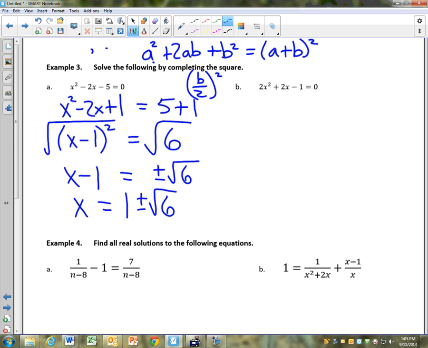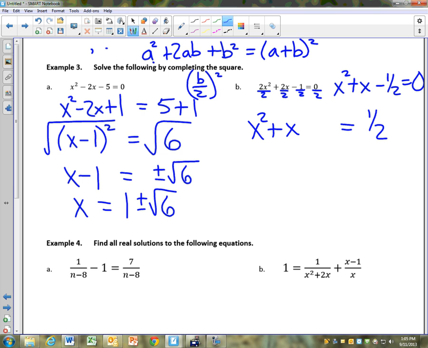Last problem, b. What makes b more difficult? There's a number in front. How do we get rid of it? Divide it off. When you see a number in front, divide everything through by that number. I get positive x squared, positive x minus 1/2 equals 0. What is my second step? Add the 1/2 over. Create my space to plug in the perfect square.